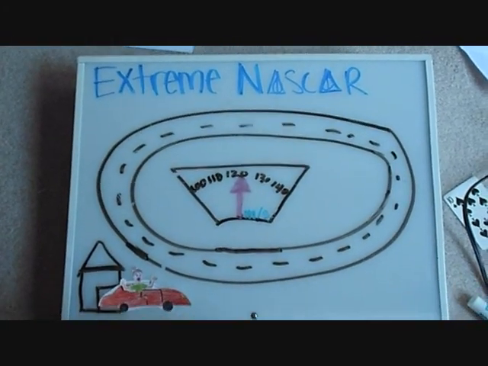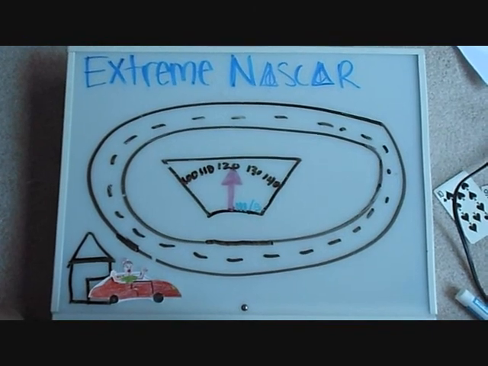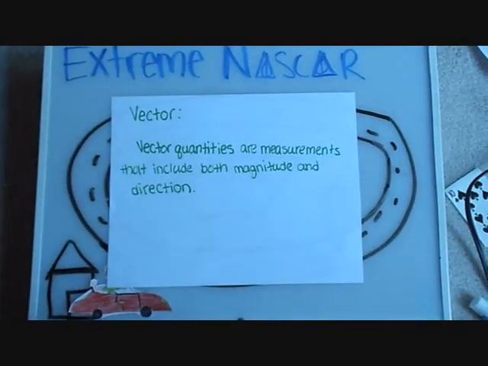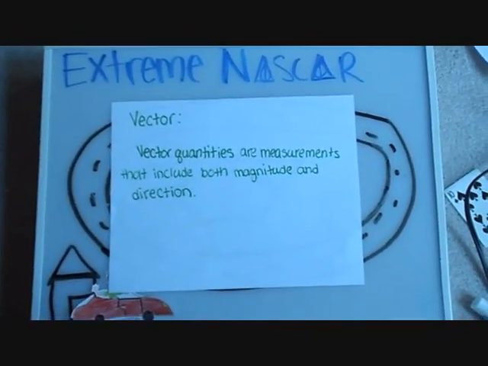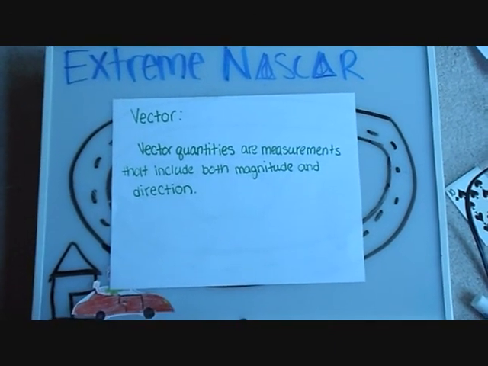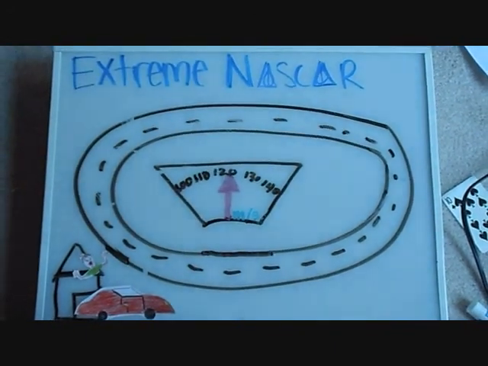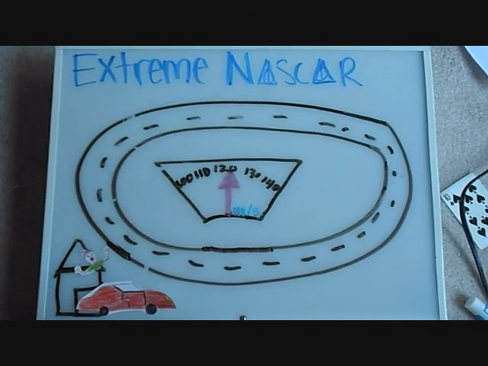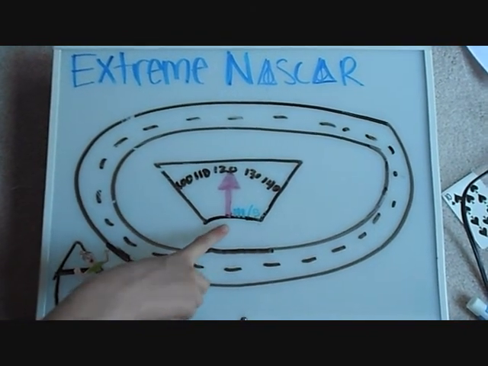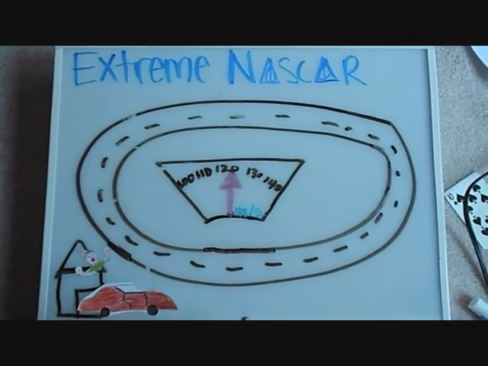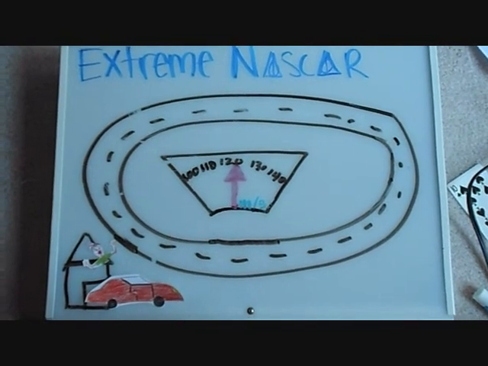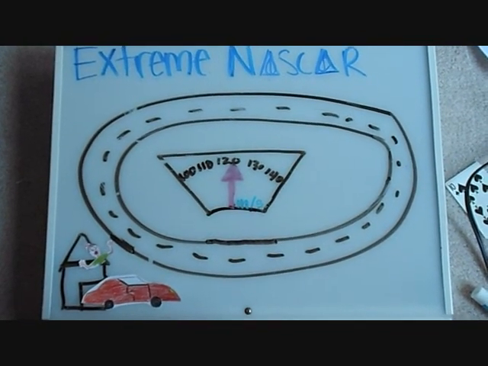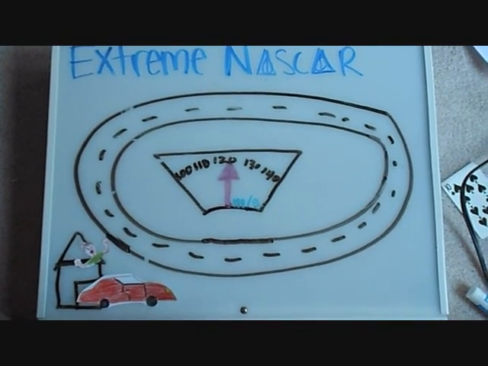Velocity is related to speed, but it's a vector quantity. Remember those? Vector quantities are measurements that include both a magnitude and a direction. Erin is going 120 meters per second, which you can see in the speedometer shown in the middle of the track. Speedometers cannot determine Erin's velocity, though, because her direction is not shown.